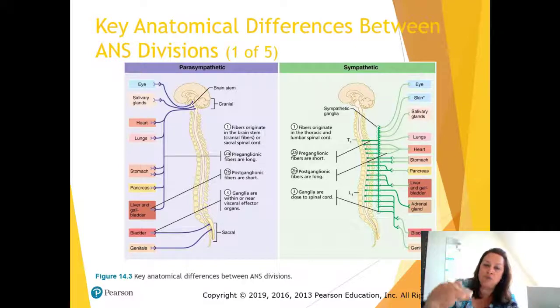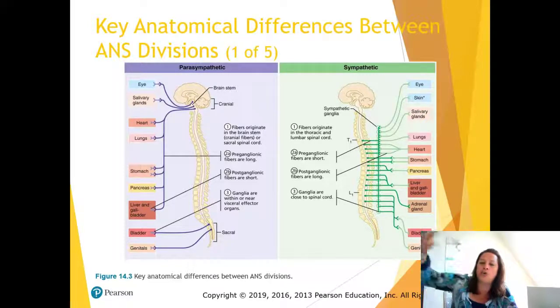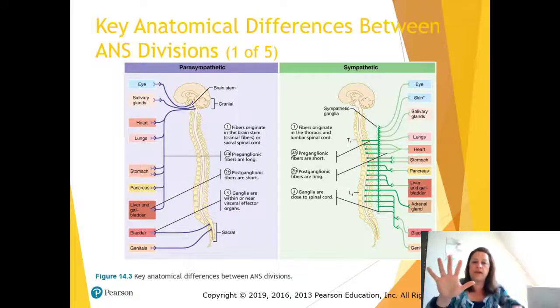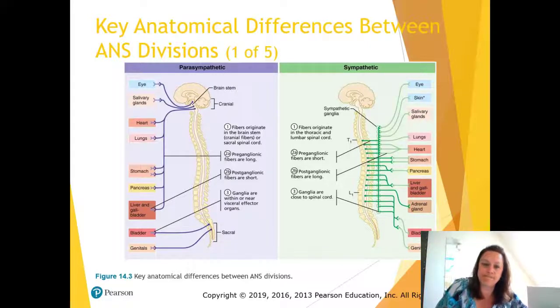You'll see that all of the spinal nerves from T1 to L, I'm going to say 3 or 4, that's where they're going to originate. You'll notice that the preganglionic fibers are short. Then you'll see the sympathetic chain ganglia, and then you'll see all of those extensions on the right-hand side. But again, eye, salivary glands, lungs, heart, stomach, you have the same organs on both sides, the bringer-downers and the bringer-uppers.